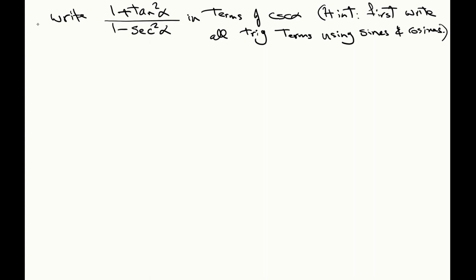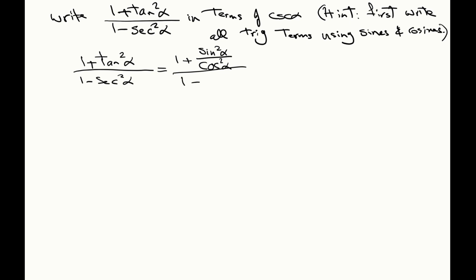So we'll go ahead and start out by writing the expression that's given, 1 plus tan squared alpha over 1 minus secant squared alpha. And per the suggestion provided, we'll go ahead and rewrite both tan squared alpha and secant squared alpha in terms of sines and cosines. So instead of tan squared alpha, we can write sine squared alpha over cosine squared alpha over 1 minus, and we'll replace secant squared alpha with 1 over cosine squared alpha.